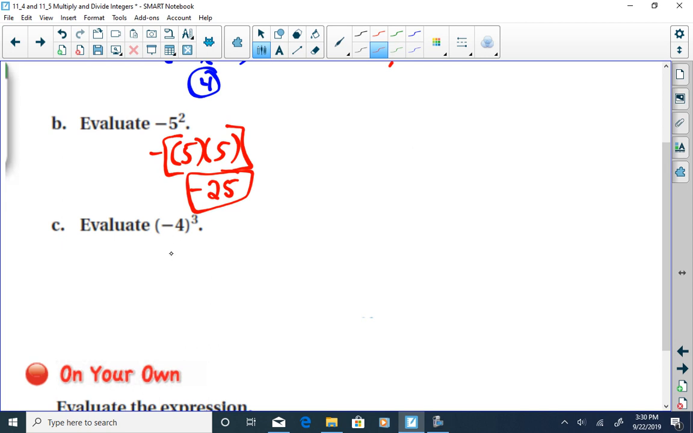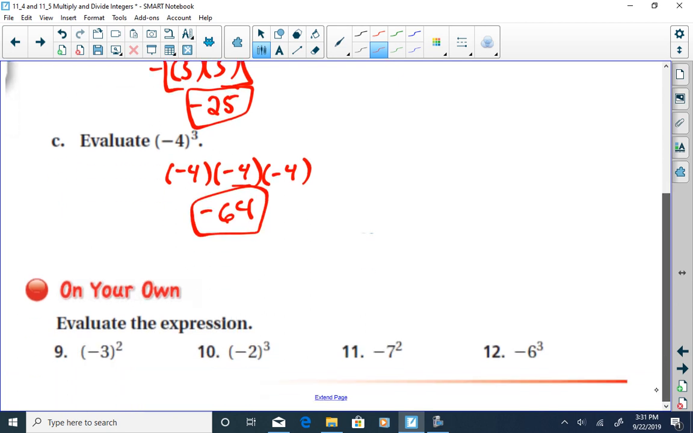All right? And then this next example helps to illustrate that a bit. What's the base number? Well, the base is -4. How many times is that base going to be used as a factor? Well, that base is going to be used as a factor 3 times, the exponent number of times. 4 times 4 is 16, times 4 is 64. And because we have an odd number of negative factors, that product is going to be -64.